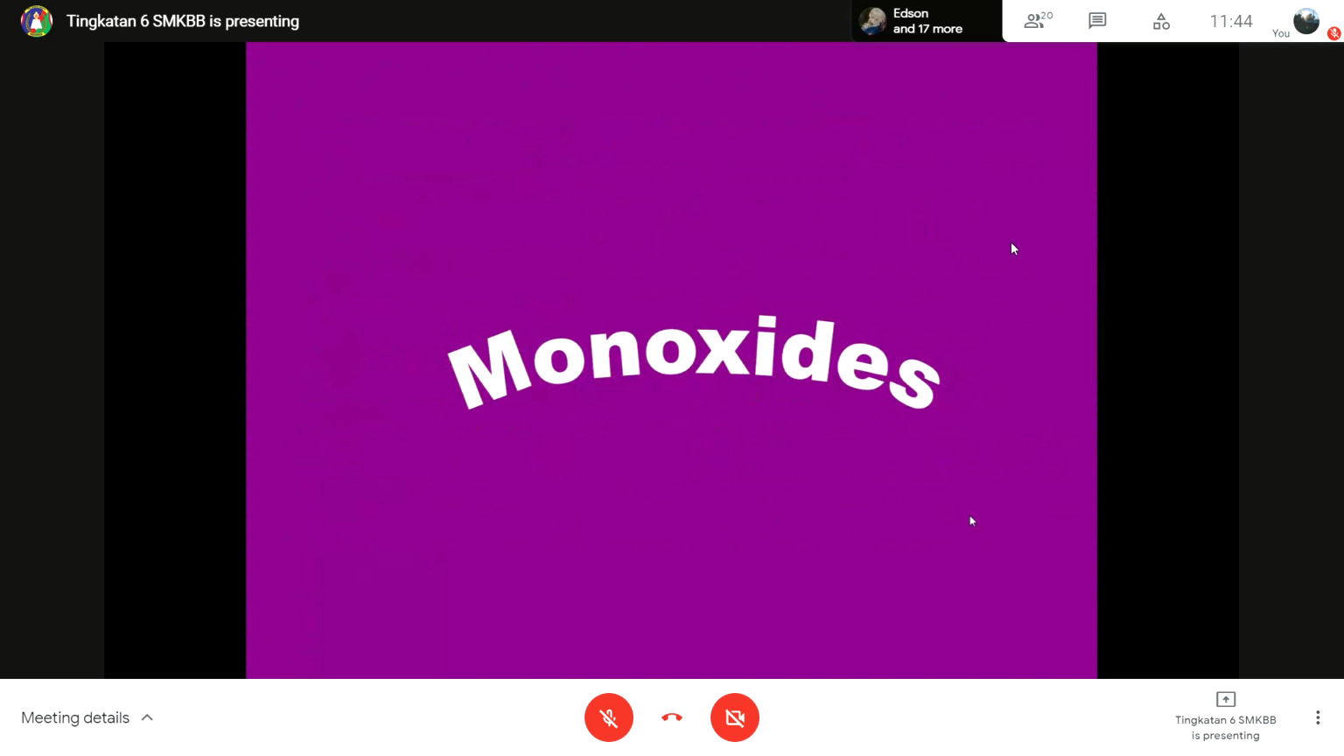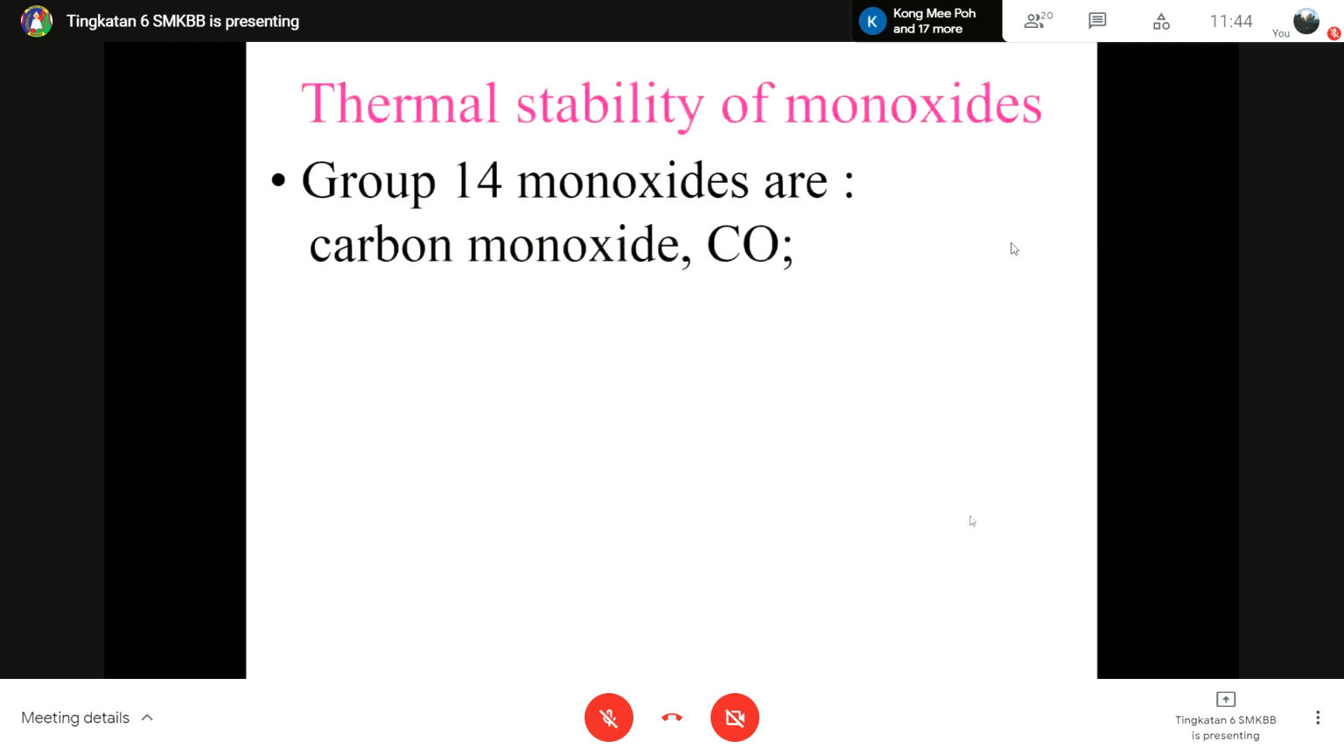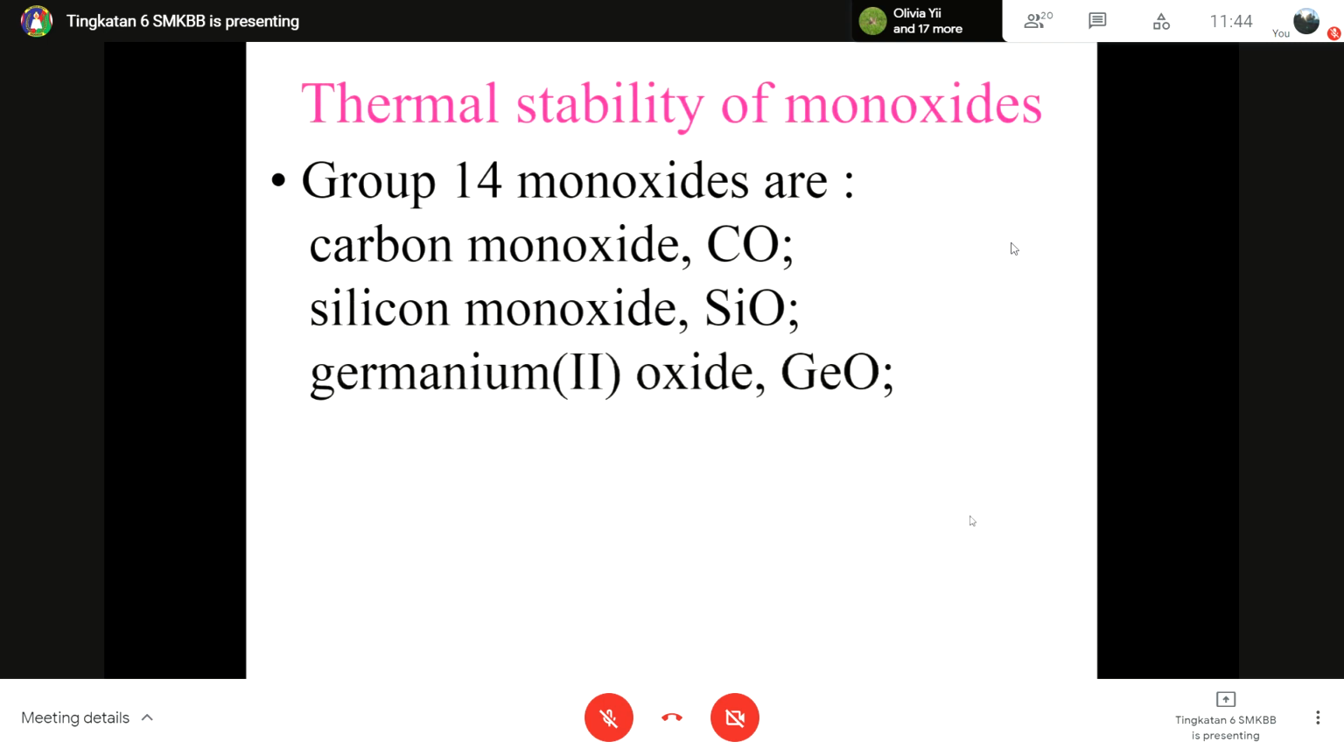That means if I heat the monoxide strongly, is it going to decompose or is it stable, unchanged? Okay, so of course, group 14 monoxides. The word is called monoxide, but normally, as I mentioned, when talking about metal, most of the time we don't use the term monoxide. The first one, CO, carbon monoxide, of course. And then we get SiO, silicon monoxide. Next goes germanium. Germanium, most of the time, we are going to call it germanium(II) oxide.